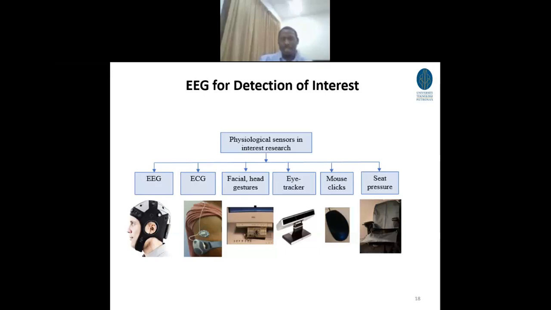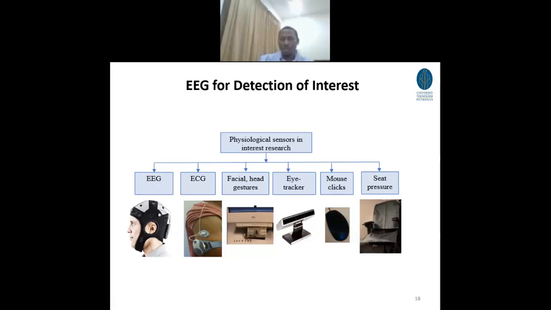The mouse clicks, reading or going through a text with the mouse. So what is happening in terms of the clicks that you would have, or just counting the number of clicks, and then the seat pressure. Now, over here, we cannot say EEG is the cheapest, not necessarily, but we see later on why we need to choose the EEG for our applications.